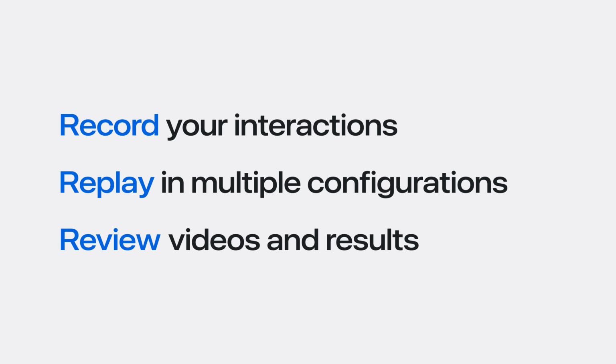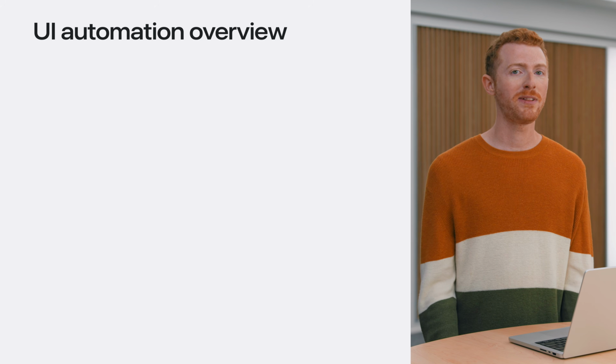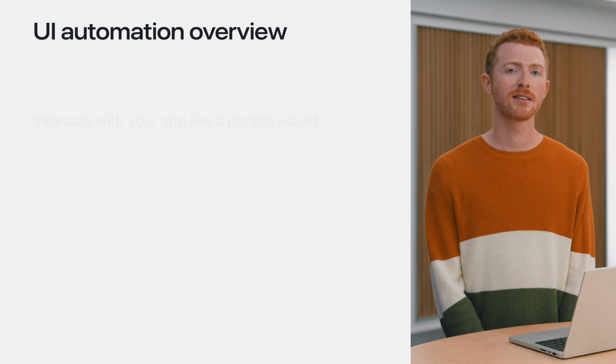UI automation is supported on all Apple platforms: iOS, iPadOS, macOS, watchOS, tvOS, and visionOS designed for iPad. The same automation can even run on multiple platforms, so it's possible to build an automation once and run it on all your supported devices. That means you can see how your app runs on Mac, iPhone, and Vision Pro with one click and no code changes. Let's briefly go over how UI automation works.